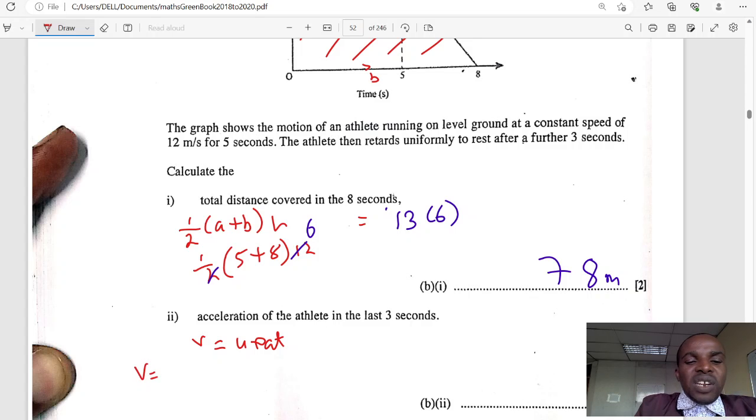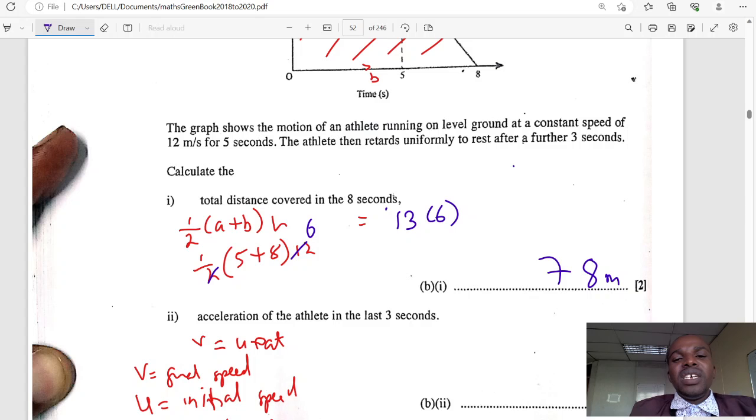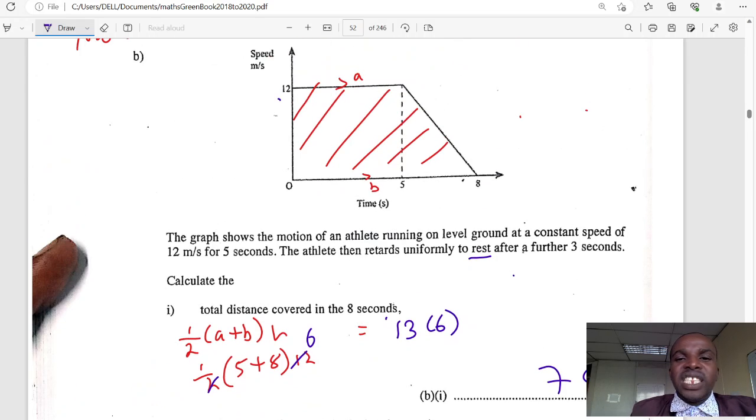Where V is the final speed or velocity, U is the initial speed, A is acceleration, that's the one that we are looking for, and T is time. Right? In this case, our final speed, since the athlete came to rest. So on the last part, from point A to point B, this is the part that I want.